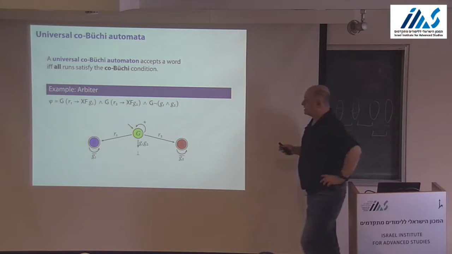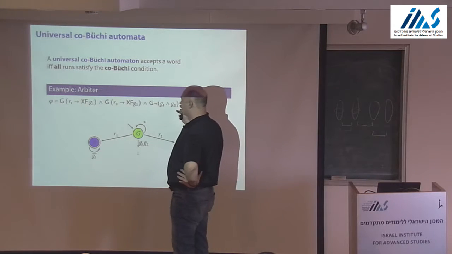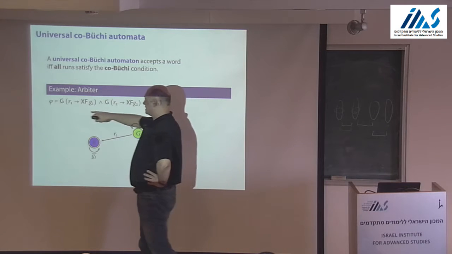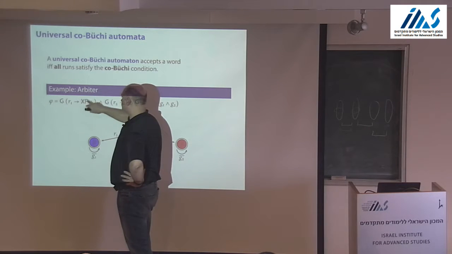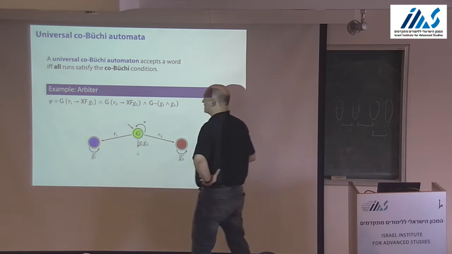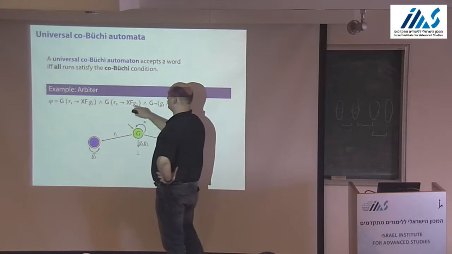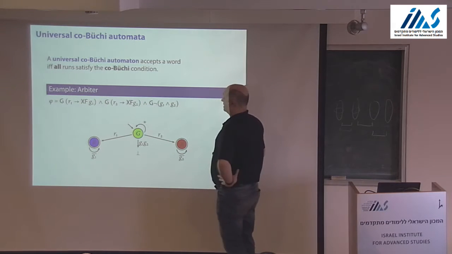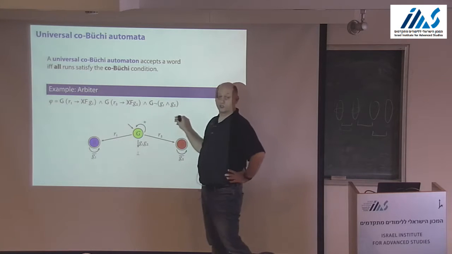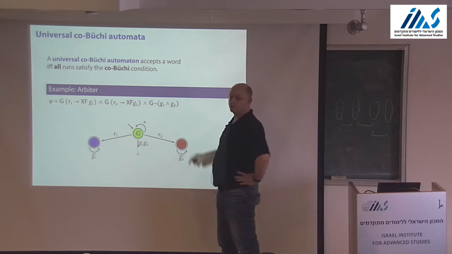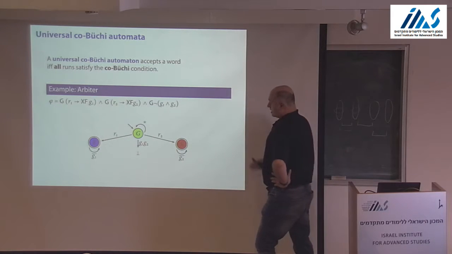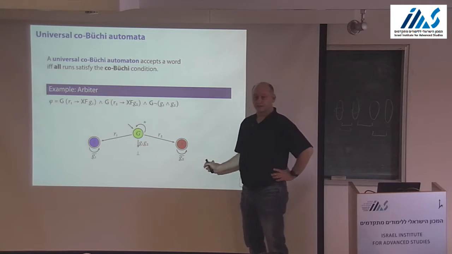Okay, so here's an example. This is again our arbiter. So we say that every request 1 is eventually followed by a grant 1. Every request 2 is eventually followed by a grant 2. And mutual exclusion holds. So G1 and G2 are never true at the same time. The universal automaton for this is really simple.